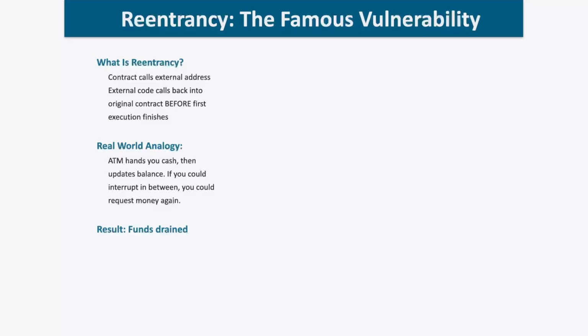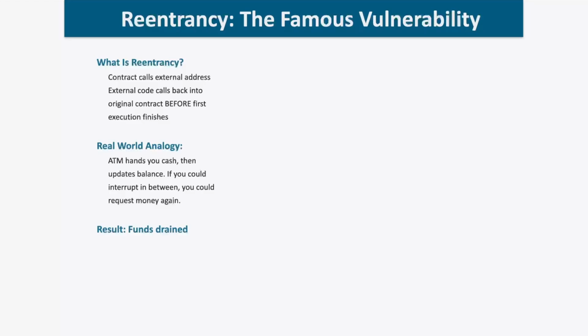Reentrancy occurs when a smart contract sends ETH or calls another contract. That external address calls back into the original contract before the first call finishes executing. Because Ethereum allows contracts to call other contracts, execution can jump back into your contract unexpectedly.